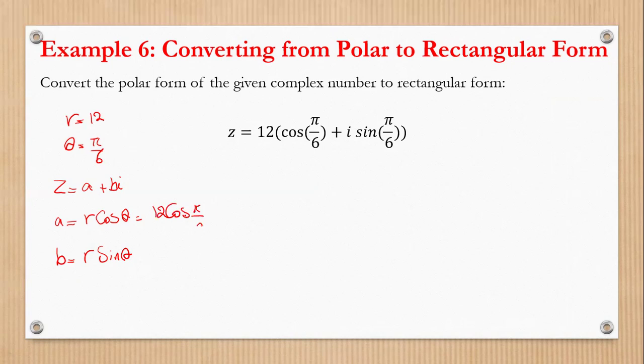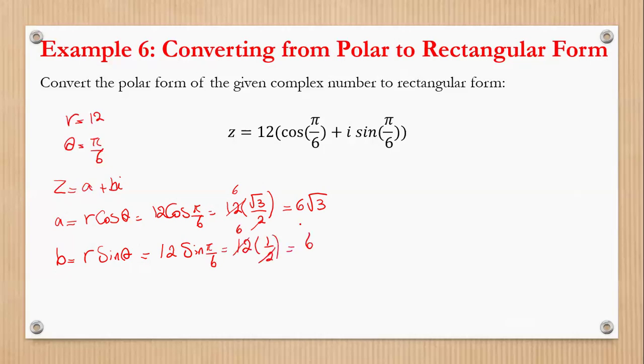Pi over 6 means 30 degrees, and I know the cosine of 30 degrees is root 3 over 2. And if I simplify 12 times root 3 over 2, I get 6 root 3. Same for the B, 12 times sine pi over 6. The sine of pi over 6, or the sine of 30 degrees, is 1/2. And if I simplify, I get 6 times 1, which is 6.